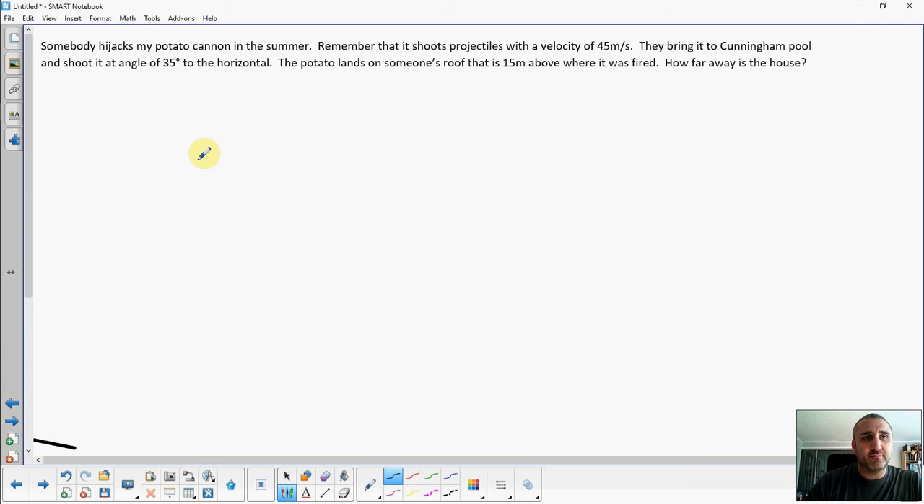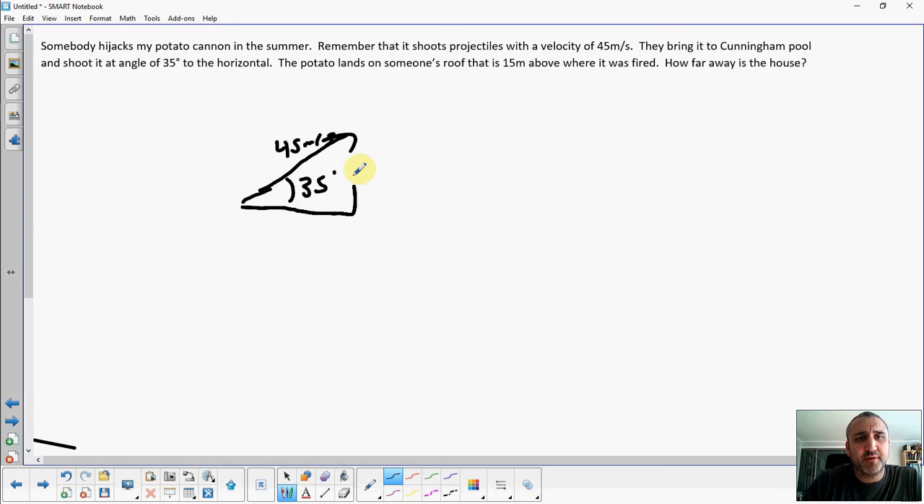Our next problem is somebody hijacking my potato cannon. I hate when that happens. During the summer, remember that it shoots projectiles with a velocity, we figured this out, of about 45 meters per second. They bring it to Cunningham Pool and shoot it at an angle of 35 degrees to the horizontal. So that's what it's going to look like, 45 meters per second at 35 degrees to the horizontal.